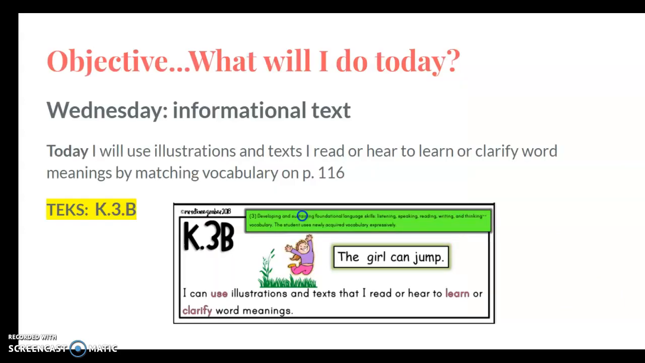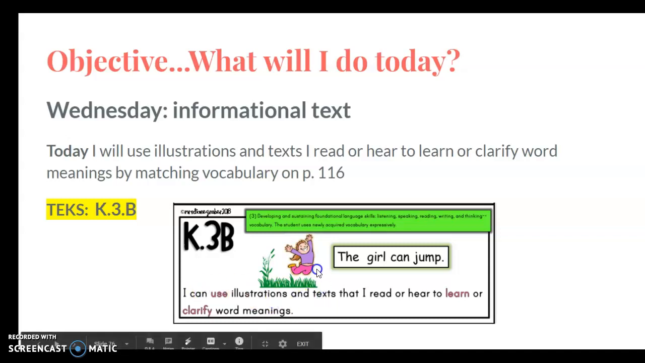So, objective. What will I do today? Wednesday, we're talking about informational text. Today, I will use illustrations, which are pictures, and text I read or hear to learn or clarify word meanings by matching the vocabulary on page 116. So this is what we're doing today.